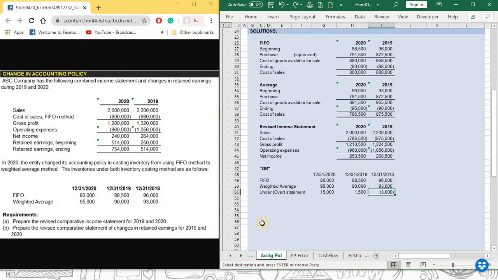So after we have computed for the understatement and overstatement of the ending inventory, let us analyze the effects of these understatement and overstatement on the entity's net income.